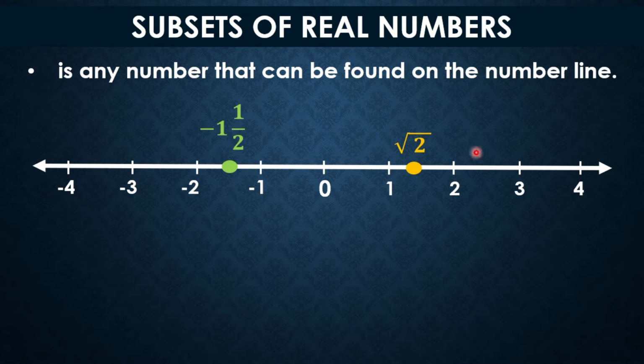Kapag nagpa-plot tayo, malalaman natin yung arrangement ng decreasing and increasing order ng ating real numbers. Okay, another. If I have 3.5, this is an example of terminating decimal kasi exact value siya, 3.5. Okay? So, 3.5, dito siya. If this is 3, so dito yung kalahati. So, 3.5, this is an example of terminating decimal.